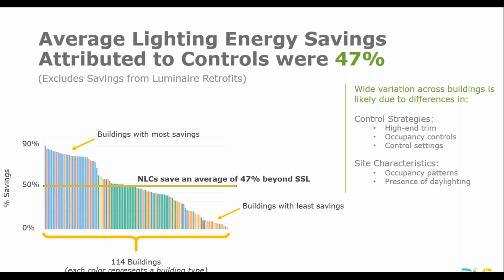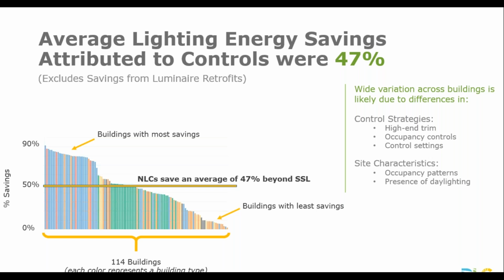Other important things are site characteristics. Occupancy patterns, every building is different, and so occupancy patterns naturally vary across buildings, as well as opportunities to leverage things like daylighting to reduce energy consumption through the network lighting control system. For example, Energy Solutions has a network lighting control system in our building, and we've seen over 80% reductions in use relative to an LED luminaire without controls.